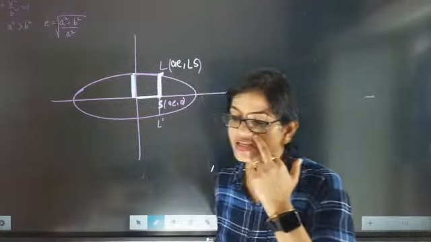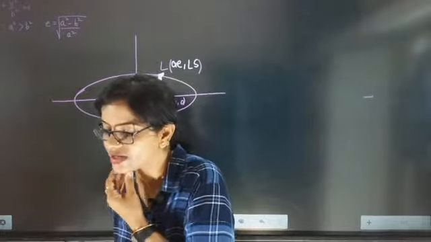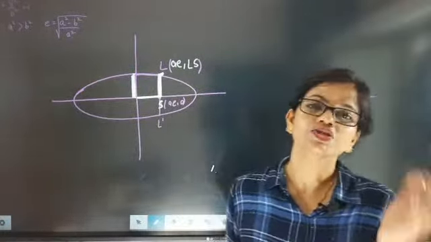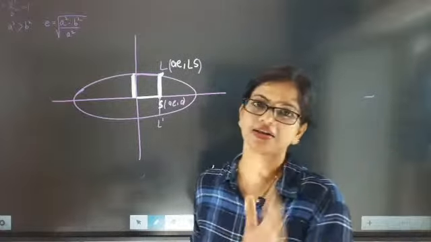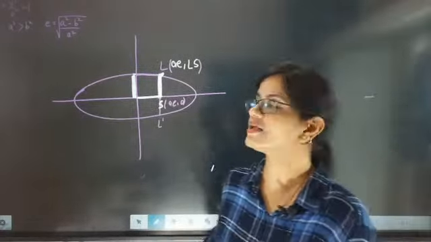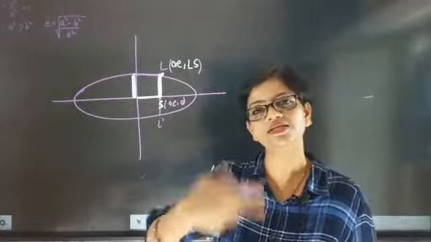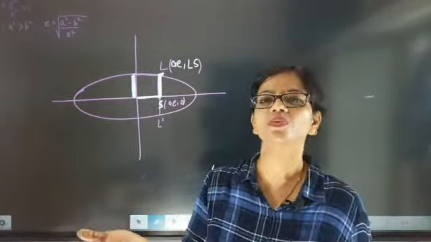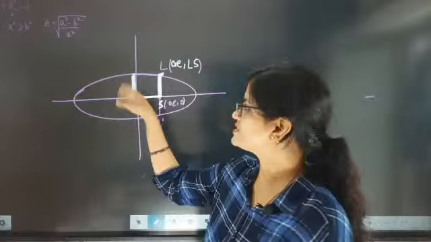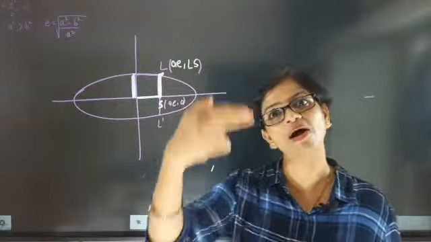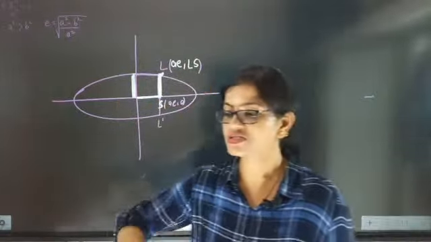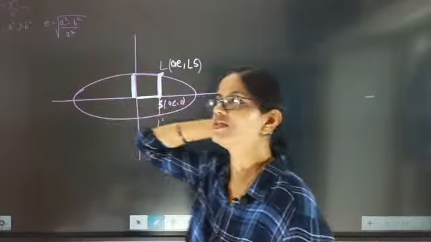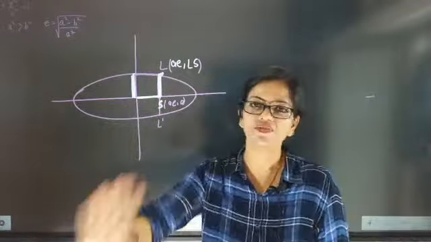Yes beta, LR and double ordinate are the same. Latus rectum is a double ordinate. But the only difference is that a double ordinate can be present anywhere, but the latus rectum will pass through the focus. This is the speciality, and that is the only thing differentiating it.